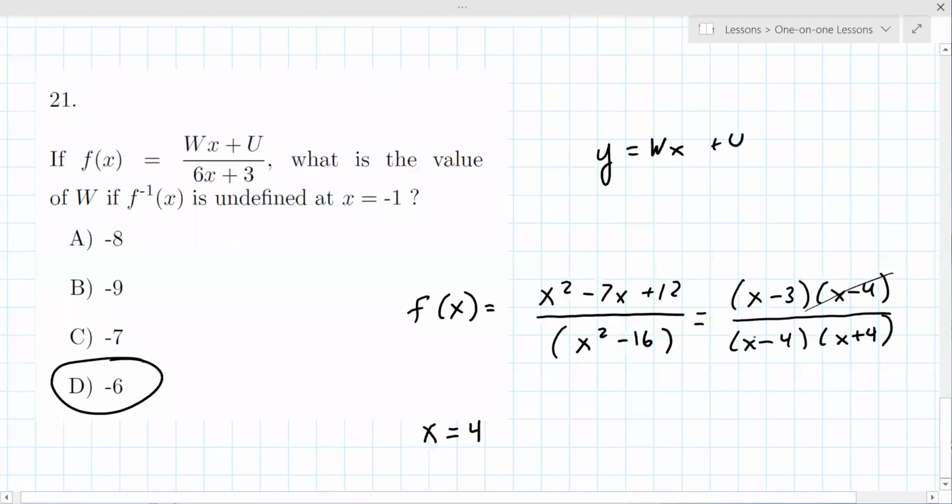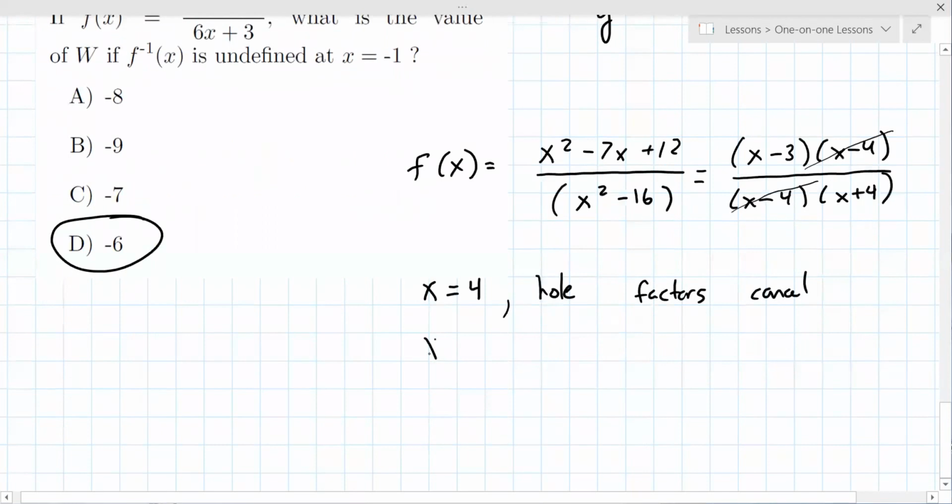And do you see how these factors cancel? Oh, isn't it like there's a hole or something? That's right, there's a hole. And that's because the factors cancel. Right, I remember. Okay. Now I could also say, well, what happens at x equals -4? That's right there, and that's what we just did. It's a vertical asymptote. It's where the function is undefined.